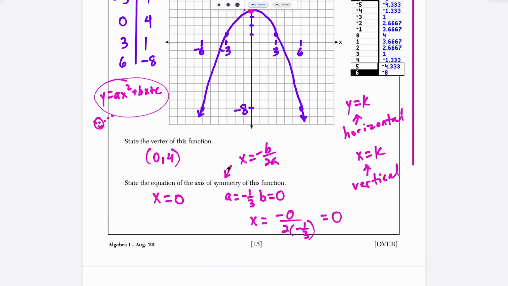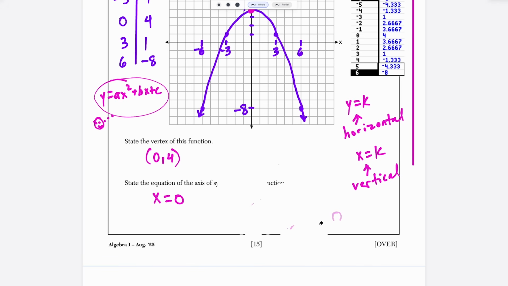But for this, we don't actually have to show the work with the equation. We just have to state it. Okay, so just saying x equals 0 is enough. And this gives us full credit for question 31.